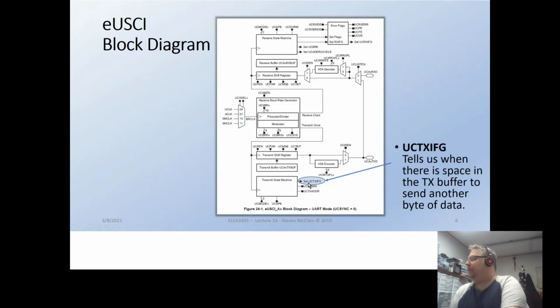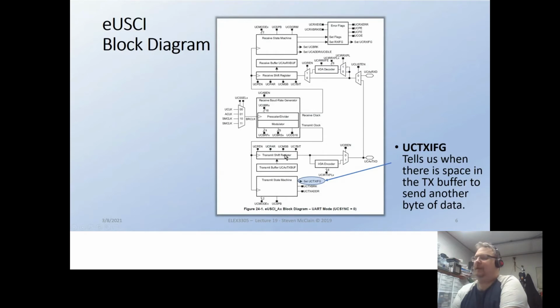Down here, what's going to happen is you're going to drop a byte into this buffer. It's going to go into the shift register and start clocking out. And once it's finished clocking out, well, actually, sorry, it's a little subtler than that. You're going to drop a byte in here, and it's going to go into the shift register. And as soon as it goes into the shift register, this buffer is now empty. And so this flag goes on saying, hey, I'm ready for you to drop another character into this buffer.